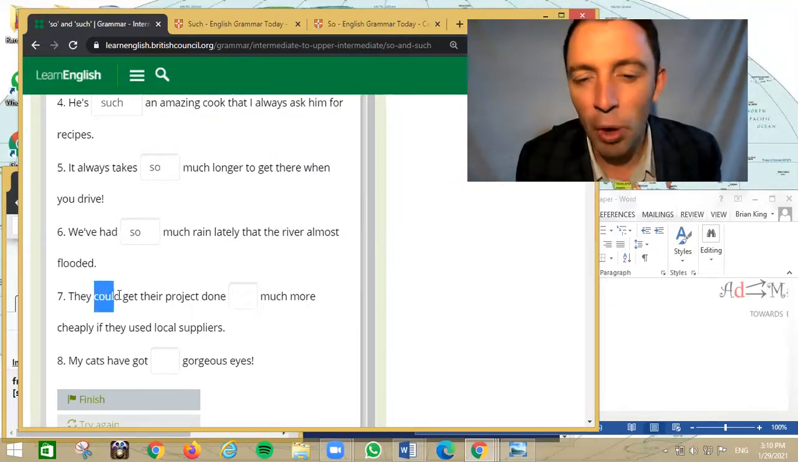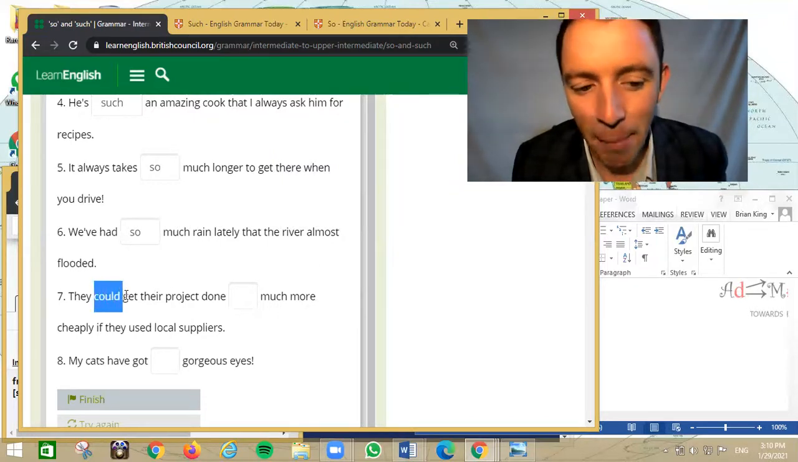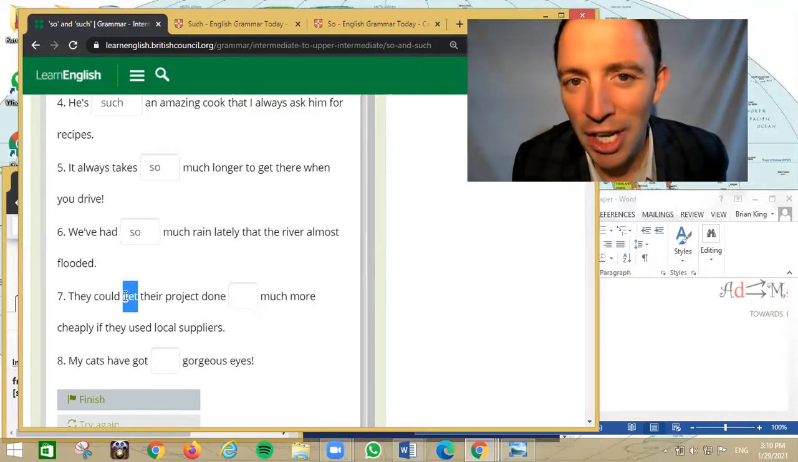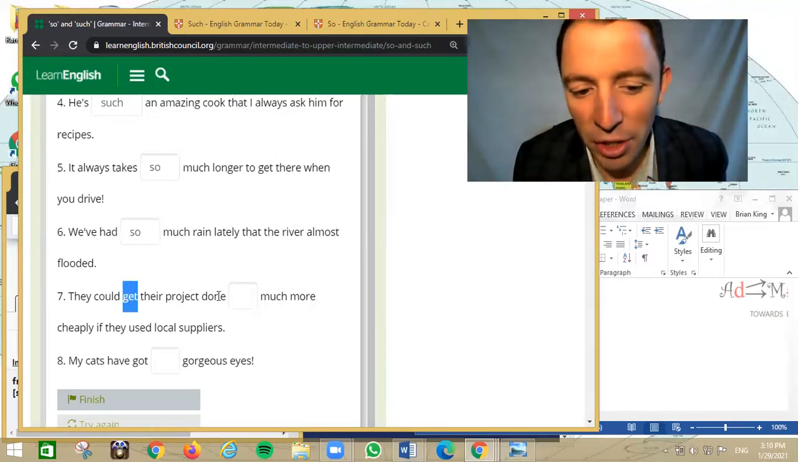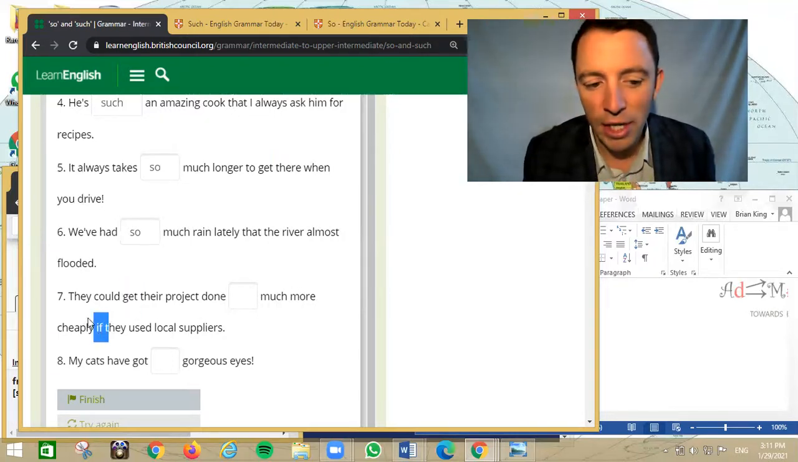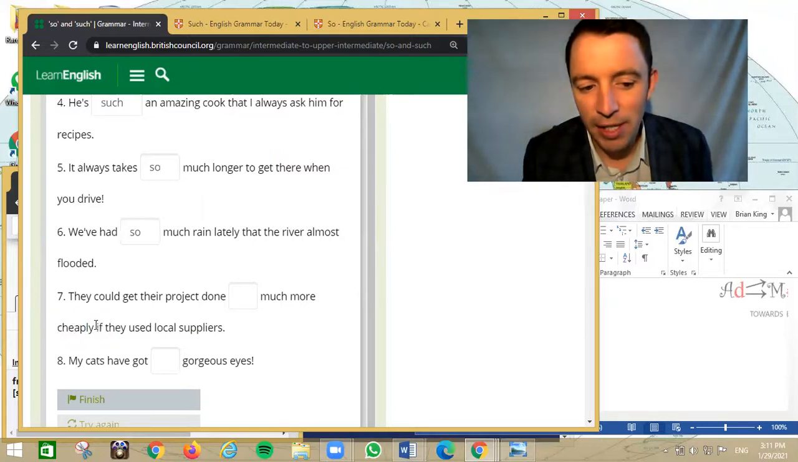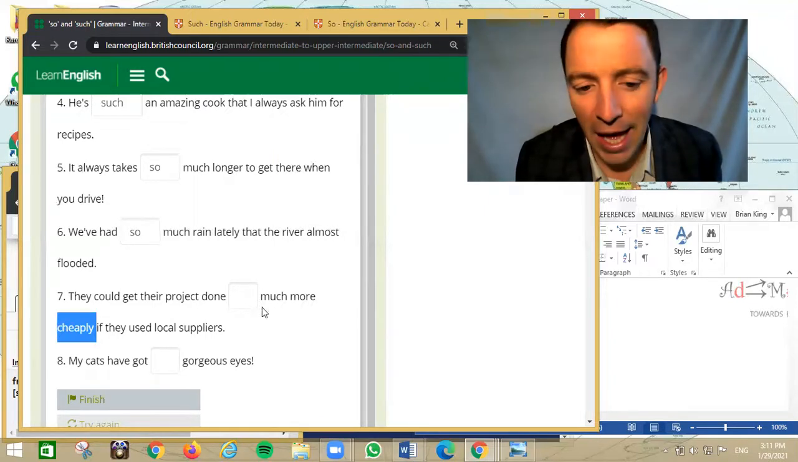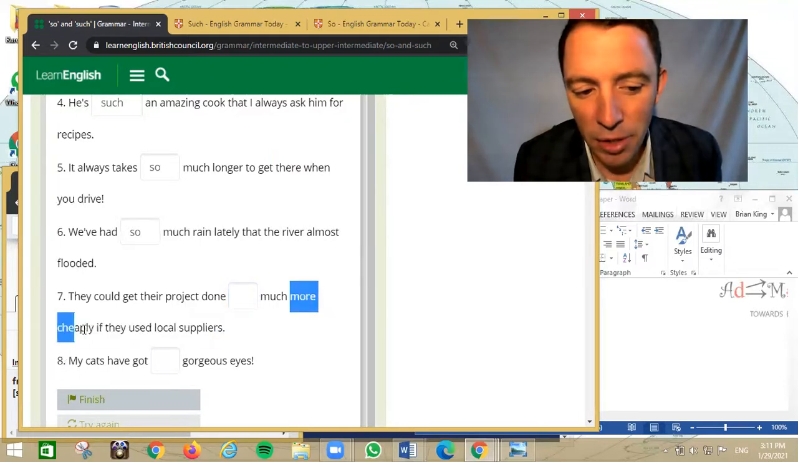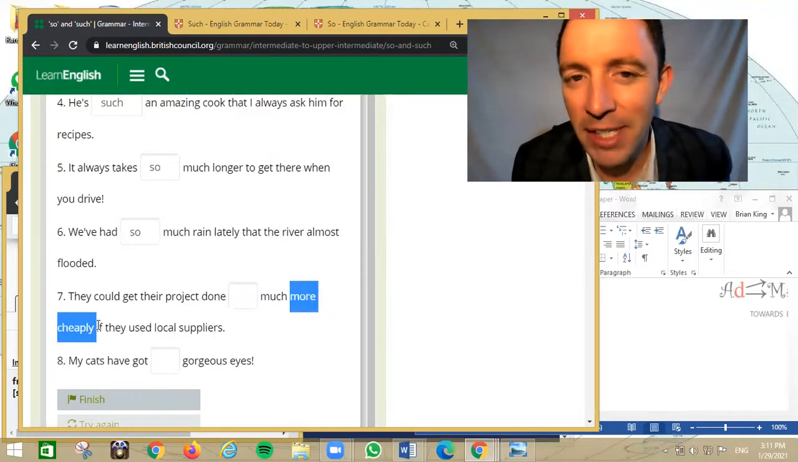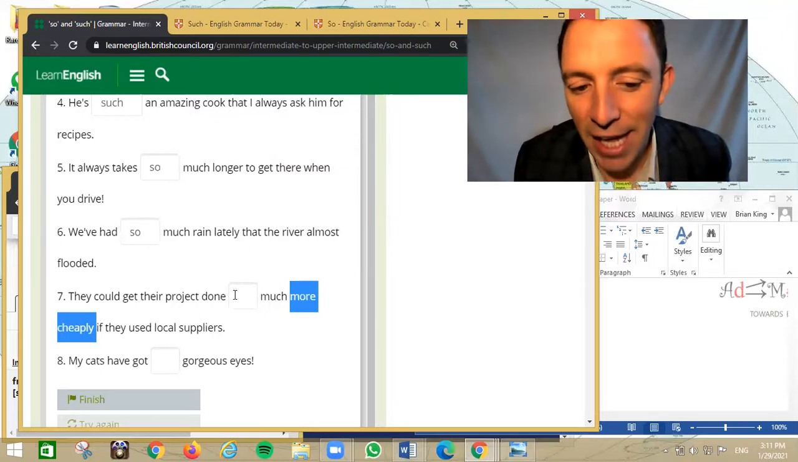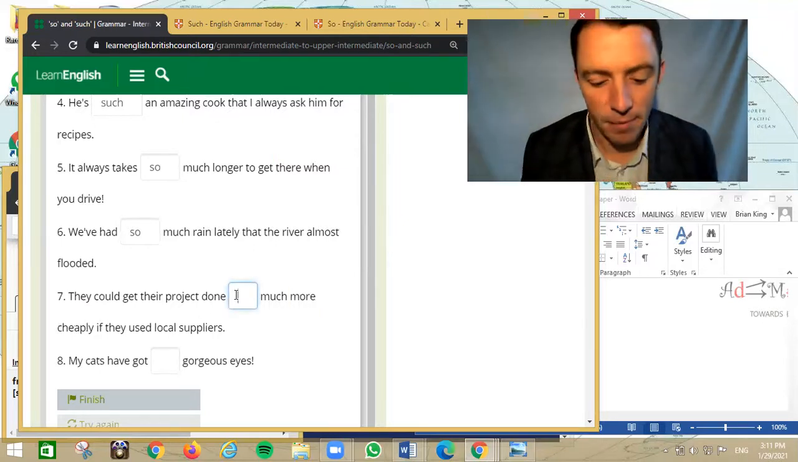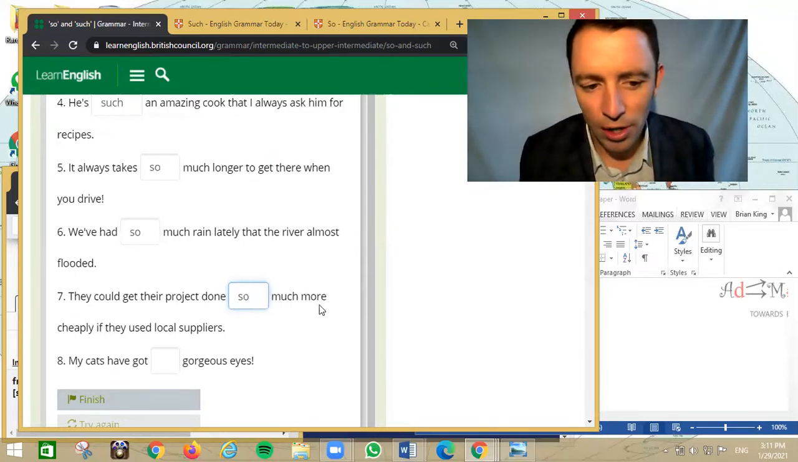They could, modal verb, possibility, they may, they could, they might get, obtain or achieve, lograr in Espanol, their project done, something more cheaply if they use local suppliers. Cheap is barato, y cheaply is baratamente. No sé si existe, pero baratamente. And again, because it's the comparative in the adverb. The previous example was the comparative in the adjective, but again, it's necessary so. Intensify. So much more cheaply.